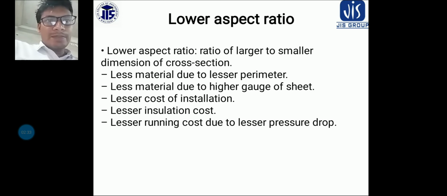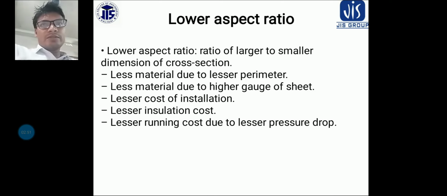The aspect ratio was also discussed. The aspect ratio is the ratio of the long side to the short side of the duct. So in the case of a square, what is the aspect ratio? That is 1, because in a square all the sides are the same.